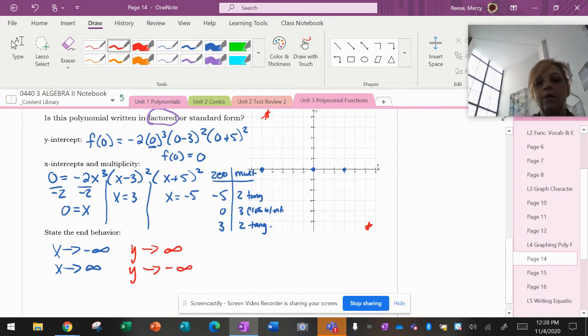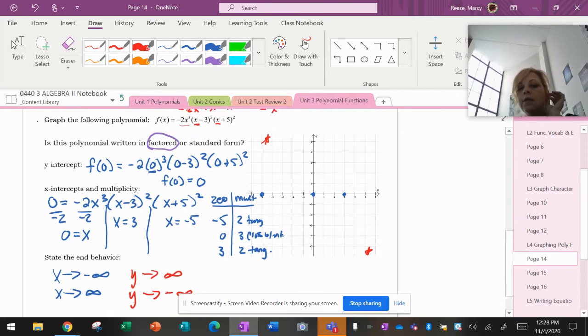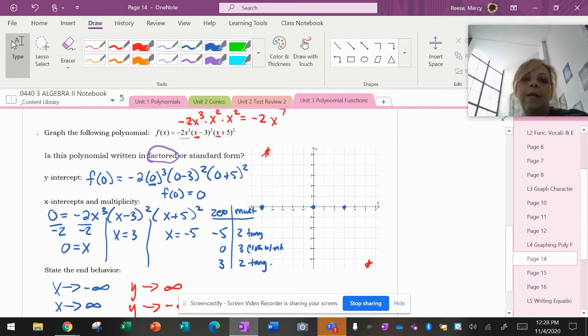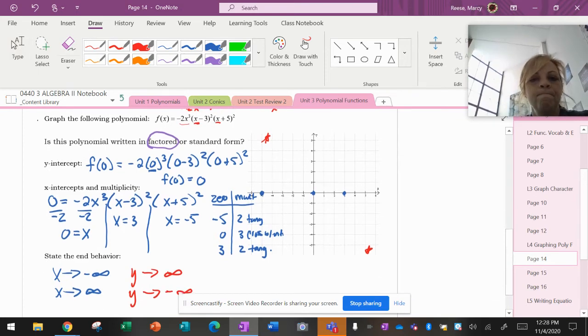And that's all because of the odd degree being opposite, and the lead coefficient, which is a negative 2. I don't really even care about the 2, I care about the sign. Okay, so we're going to use this information, now that we have it all, to do our graph.